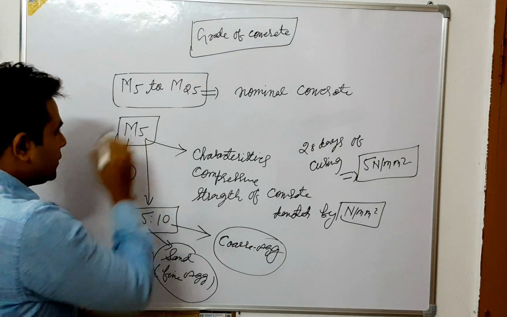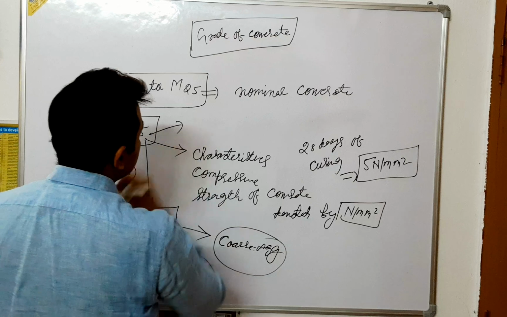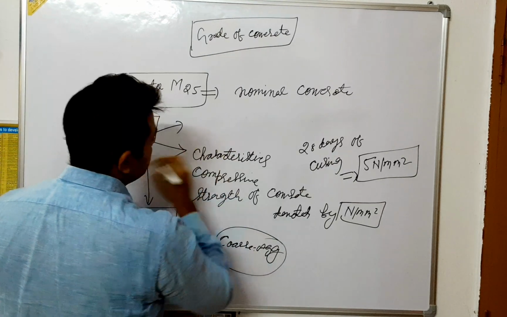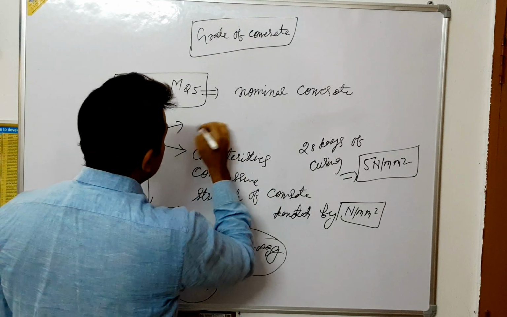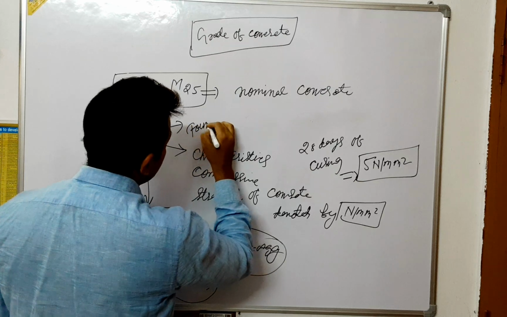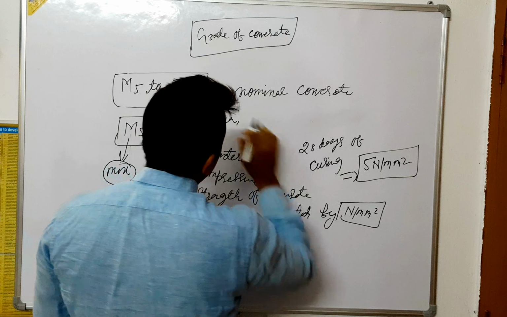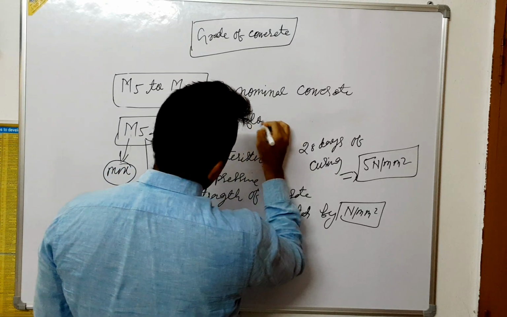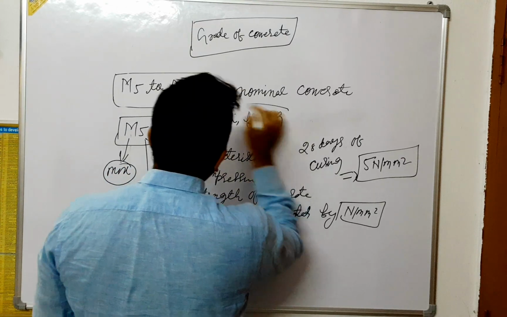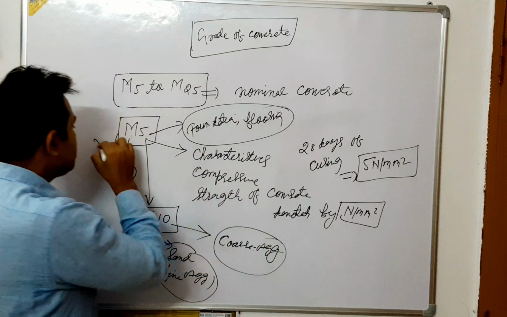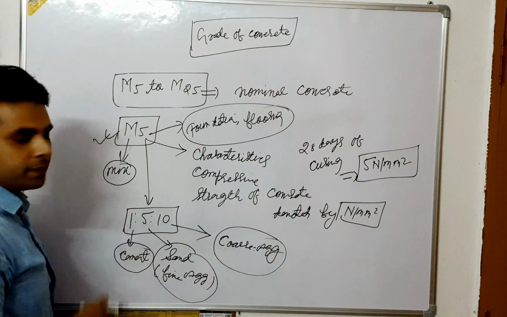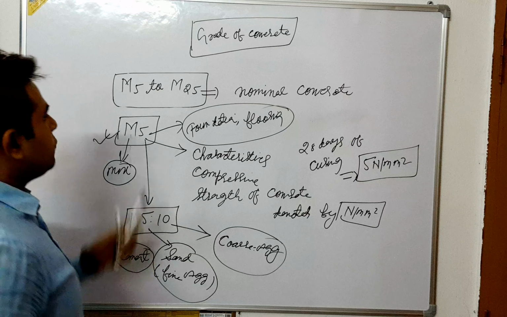Clear? The usage of M5 grade of concrete is where, suppose you are going to construct any foundations and flooring. In this case, you have to use M5 grade of concrete. Clear? Now we'll discuss M7.5.